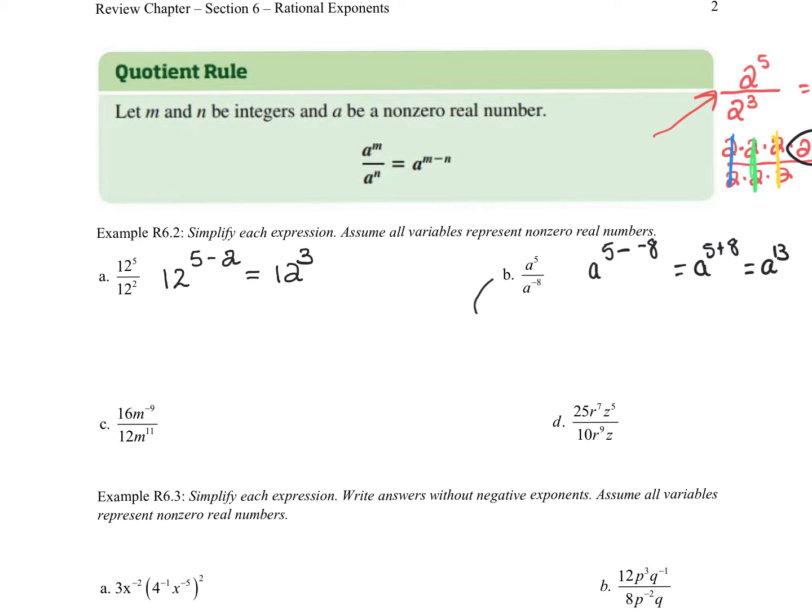I think I enjoy exponents because there's more than one way to look at it. You could have also done this one by doing this. You get a to the 5th on top. The 8 is a negative power on the bottom, so you get to move it up to the top. And then this is the rule from the front page, where it's 5 plus 8, which is what we ended up doing right there. So either way is right.